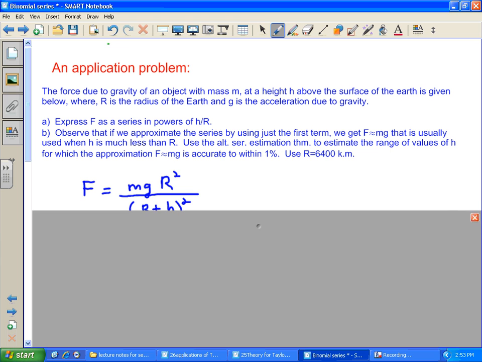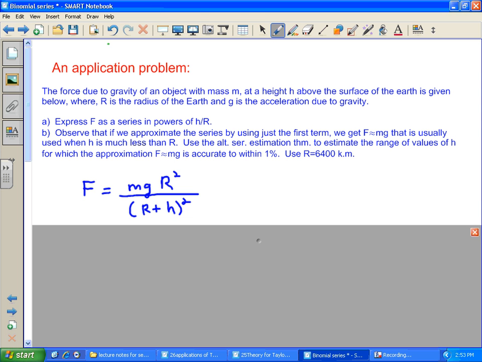So we're given an equality here. This force equals mg times big R squared divided by big R plus h quantity squared. And here big R represents the radius of the Earth. M is the mass of an object on the surface of the Earth, or a little bit h units, h kilometers away from the Earth. And g is the gravitational constant. And what we're given is, let's read it together. It says the force due to gravity of an object with mass m at a height h above the surface of the Earth is given by this equation.